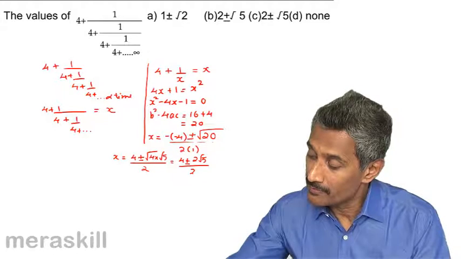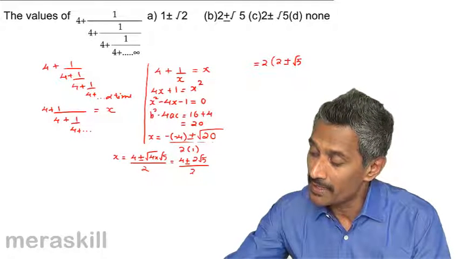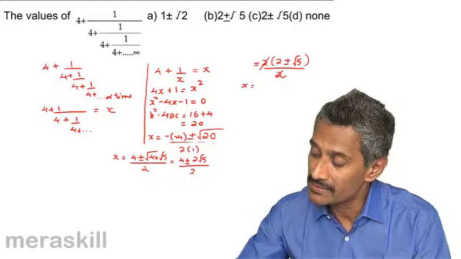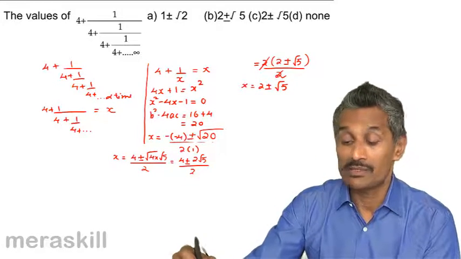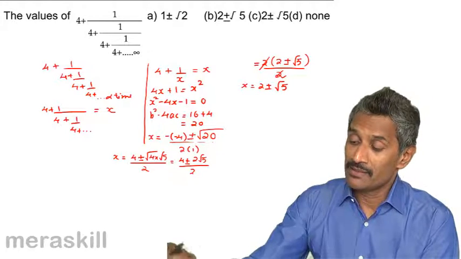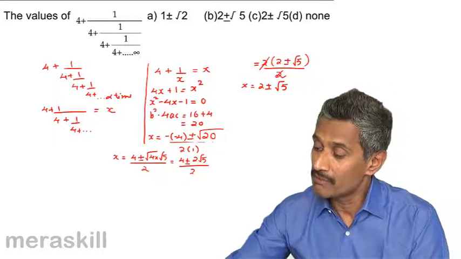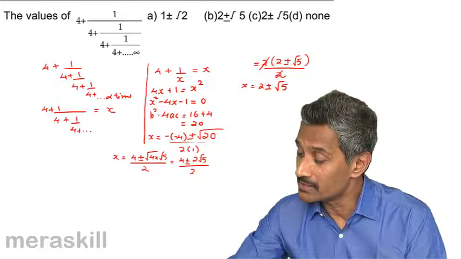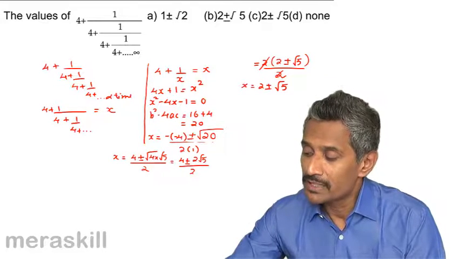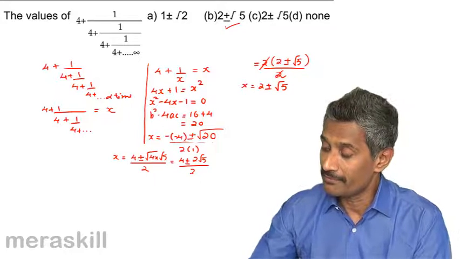We can take 2 as a common factor, you get 2 plus or minus root 5, the whole upon 2. So 2 gets cancelled, that means x is 2 plus or minus root 5. But x is nothing but this expression. That means the value of this expression is 2 plus or minus root 5. So we have two options, and we can take the first one as the answer, so it's going to be 2 plus root 5, right?